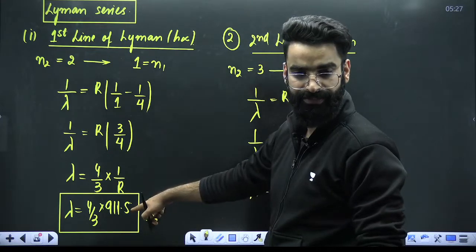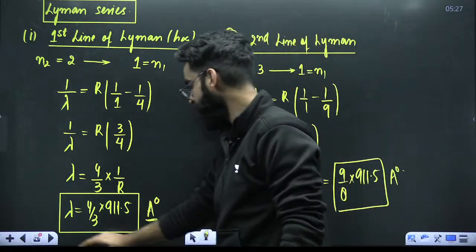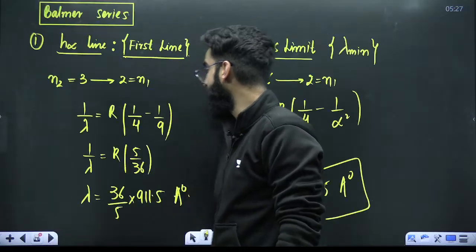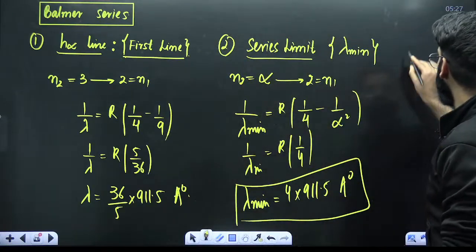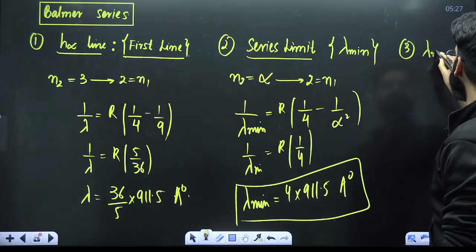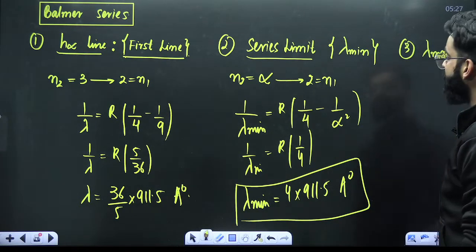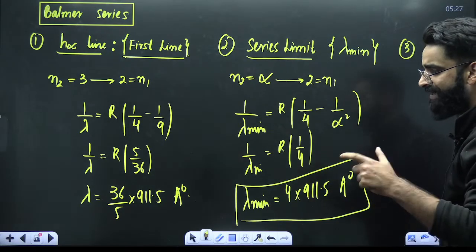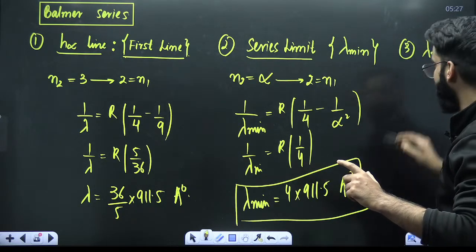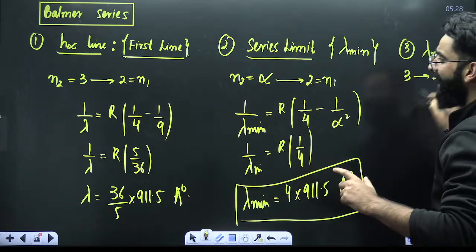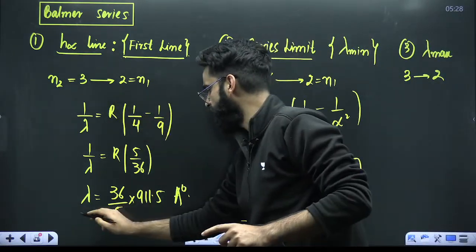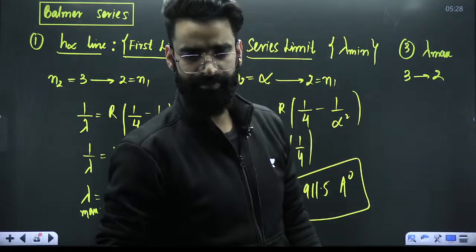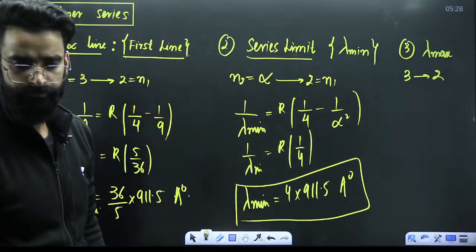It's going to be the maximum wavelength, lambda maximum in Lyman, right? Similarly, if I ask you lambda maximum in Balmer, just tell me the transition. Lambda maximum in Balmer: the energy gap has to be minimum in Balmer. When is the energy gap minimum in Balmer? When the electron makes a transition from 3 to 2. And that 3 to 2 we have already analyzed here. So this is lambda maximum in Balmer. Perfect.